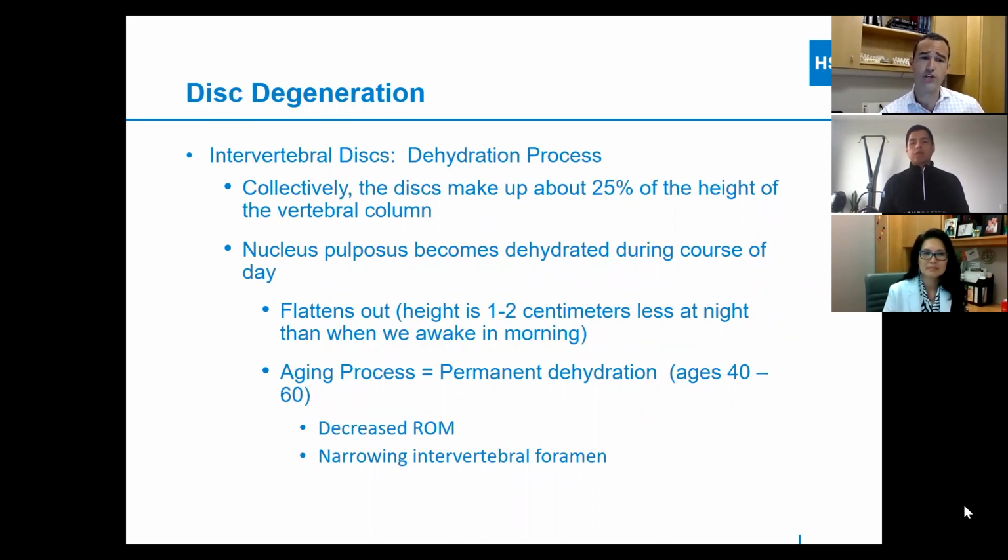It's the actual aging process that causes some of these permanent dehydration changes, most commonly between the ages of 40 to 60. This is associated with decreased range of motion and can also result in narrowing of the intervertebral foramen, or the tunnel where the nerve exits the spinal canal and goes into the body.